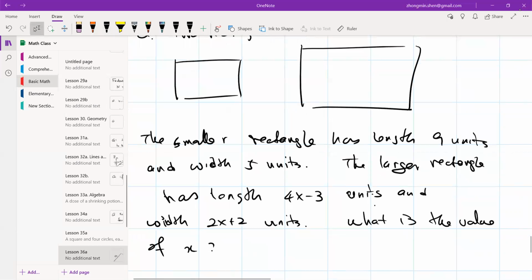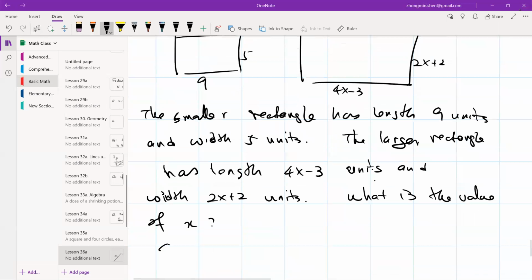So this side is 9, this side is 5, and the length is 4x minus 3, width 2x plus 2. Now, similar really means the ratio should be the same. The ratio of the width to the length should be the same, okay? So in other words, similarity implies 5/9 should be equal to (2x plus 2) over (4x minus 3).